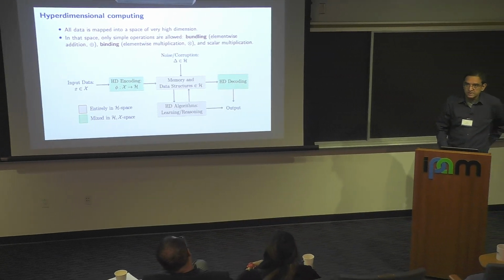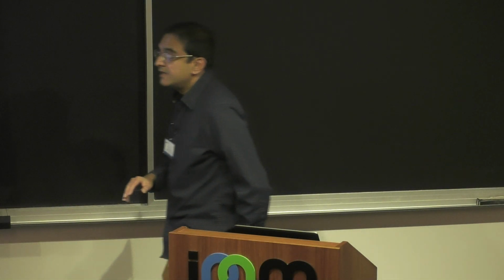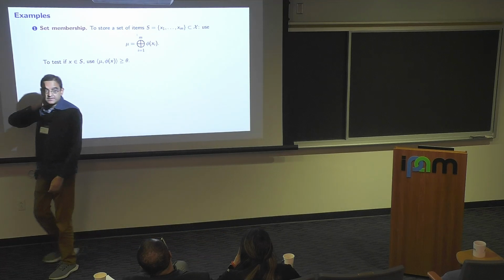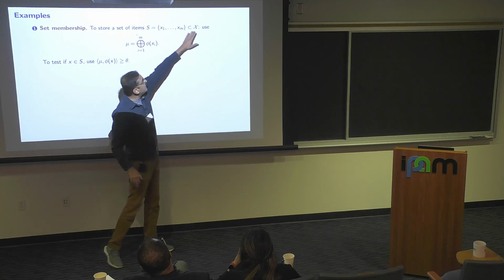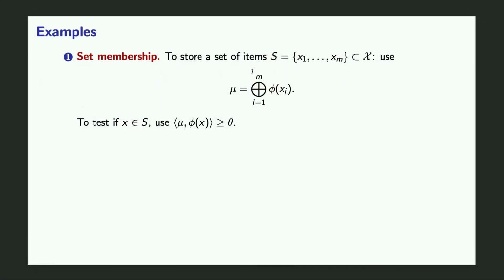Let me give you a couple of examples of how this works. Let's say that we want to store a set of items. We have some set of items in the original input space, x1 through xm. All data has to be transformed into this high dimensional space, so we encode all items. This is the high dimensional version of the items. And then we just add them up. Each of the x's gets transformed into the high dimensional space, we have m of them, and we just add up those vectors. So the set is stored as a single high dimensional vector. Now how do we check if something is in the set? To check if a certain element x is in the set, we look at its high dimensional version and take the dot product with this stored entry. If it's greater than some constant, we say yes, it's there.